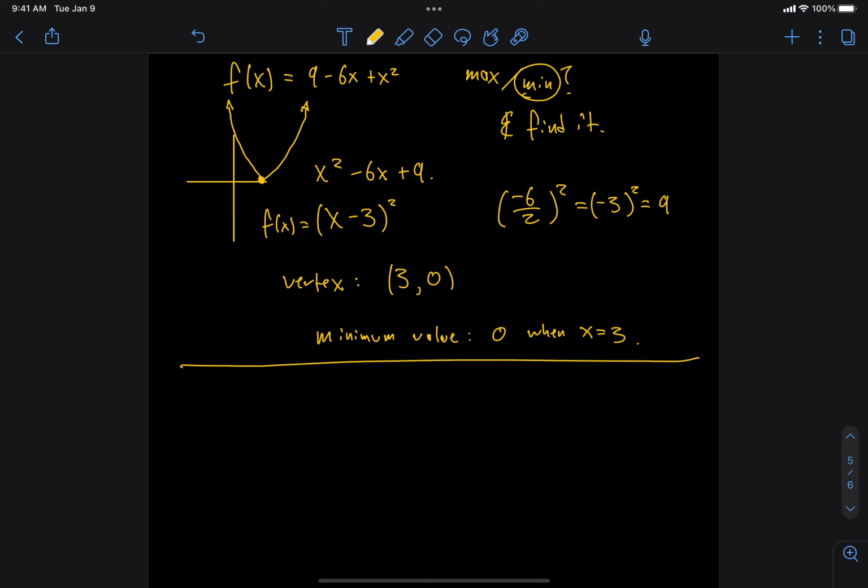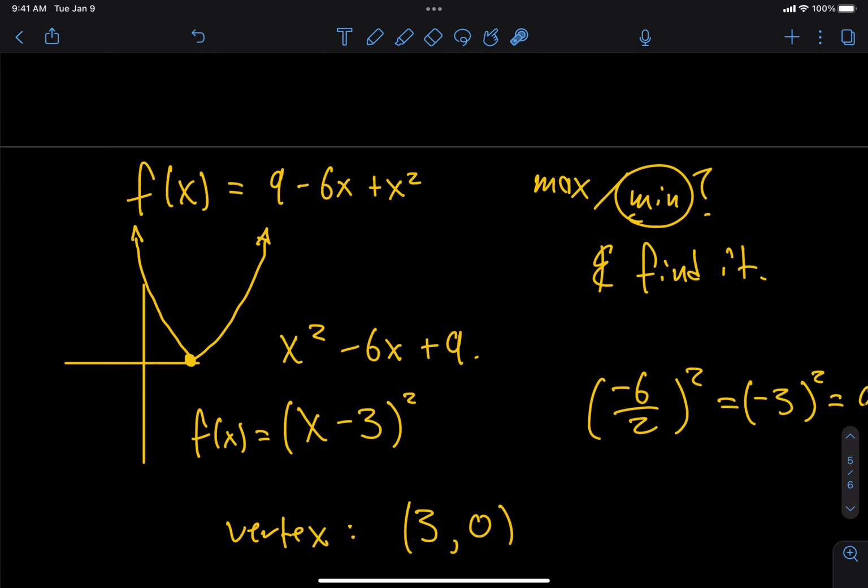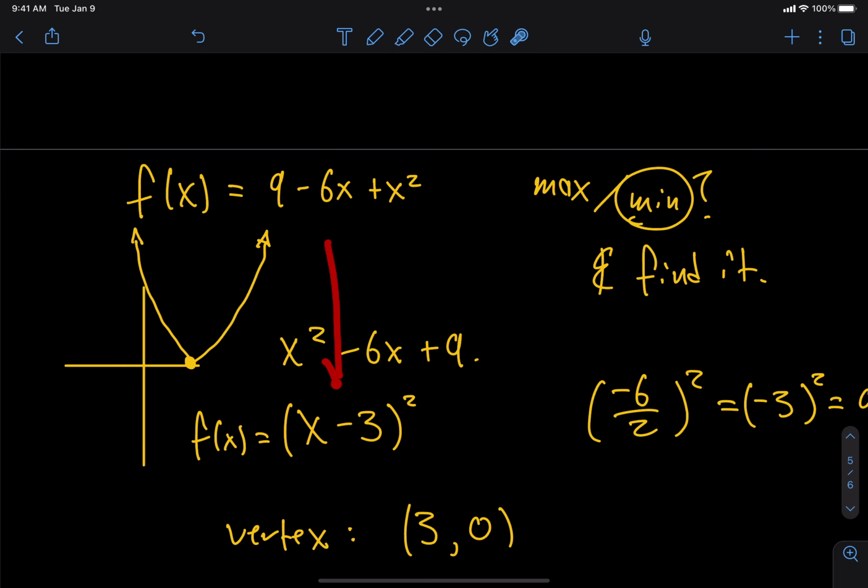So another thing is the vertex of ax squared plus bx plus c is always located at negative b over 2a, comma, f of negative b over 2a. So what does that mean? What that means is if you wanted to find the vertex of a function like this, you could factor it or put it in vertex form or whatever, right?